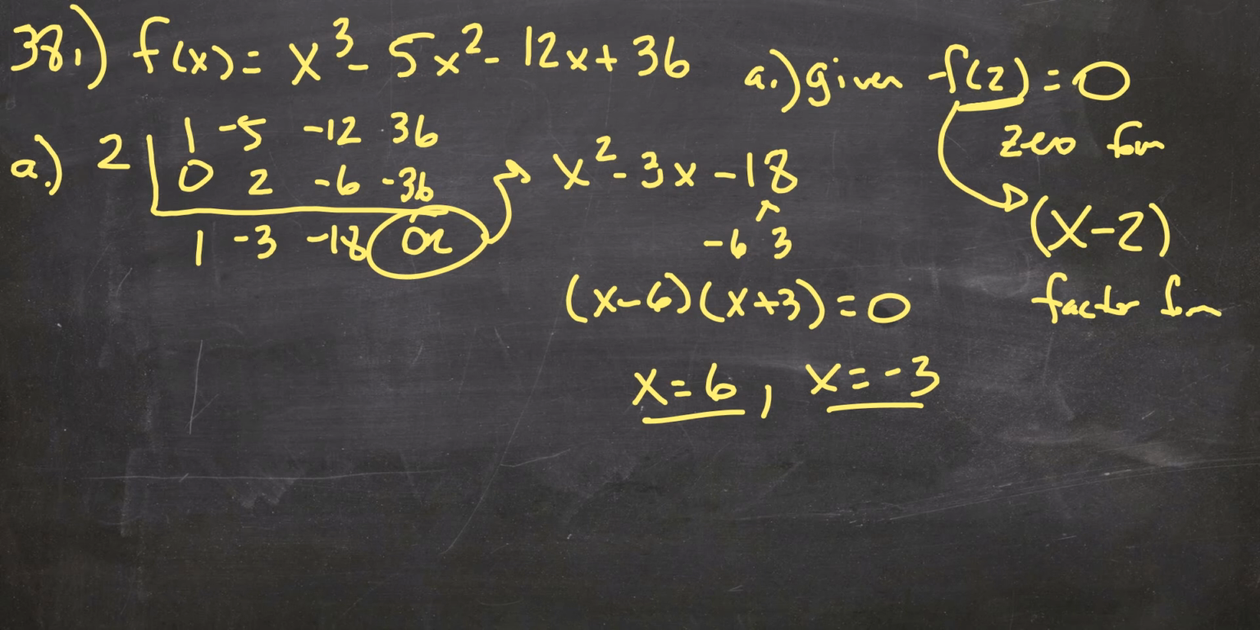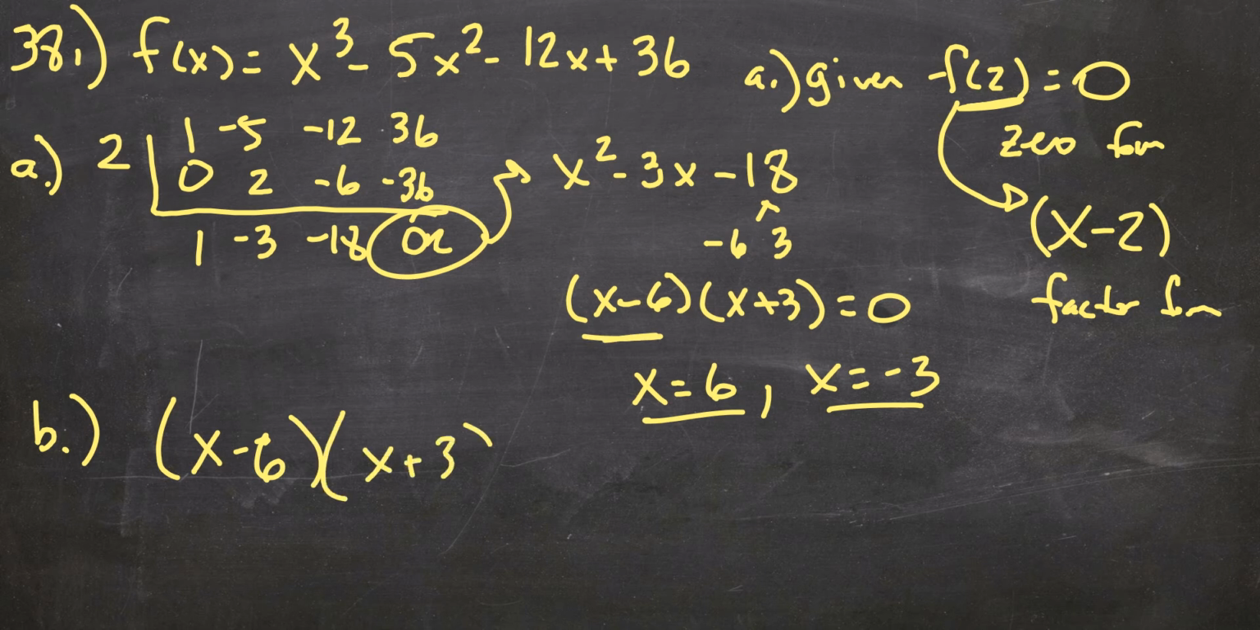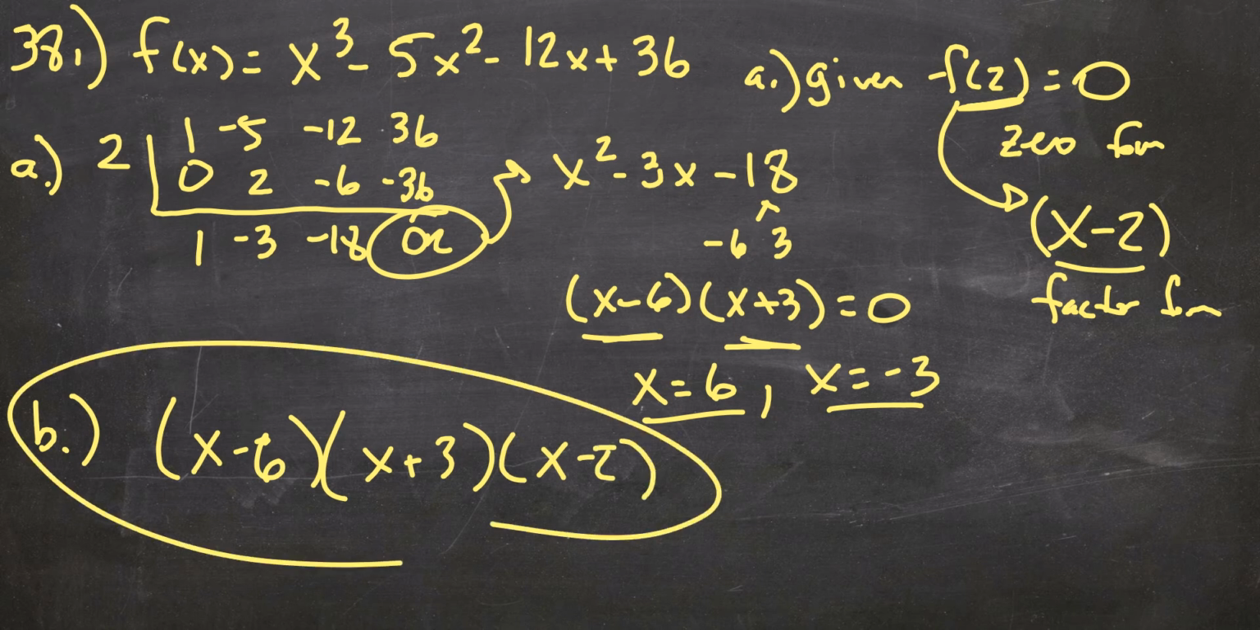So B says basically work backwards. Well, if you know the zeros, how could you find the factors? So I know it's going to be x minus 6 from this one. It's going to be x plus 3 from this one. And I know x minus 2 from my original. And that's it.